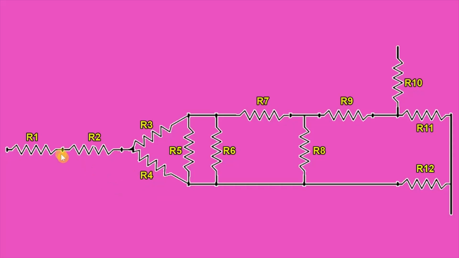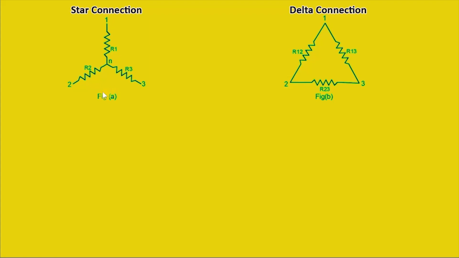In this diagram, see in this point R1 and R2 are meeting. That is, it is a common point or junction. Such type of junctions where more than one components are meeting are called node. Figure A shows a star connection in which R1, R2 and R3 are coming to node N, while figure B is delta connection in which R12, R13, R23 are there. R12 and R13 are coming to node 1. R12, R23 are coming to node 2, and R13 and R23 are coming to node 3.